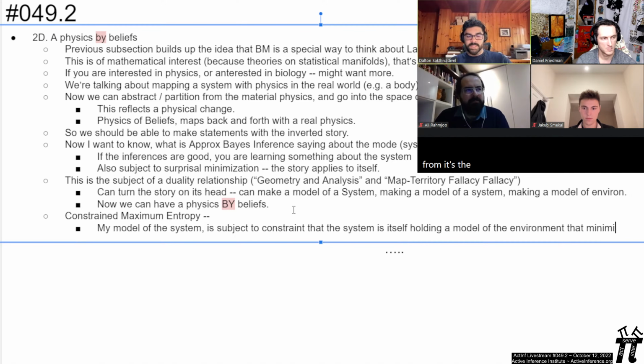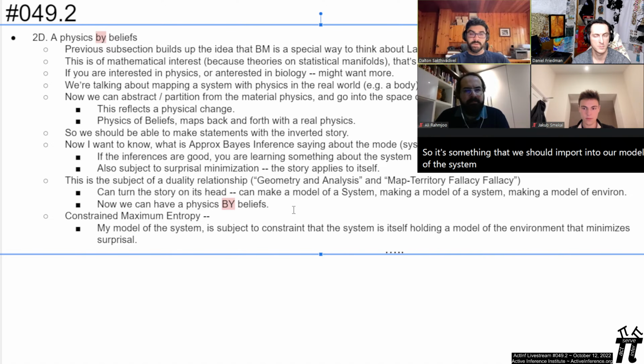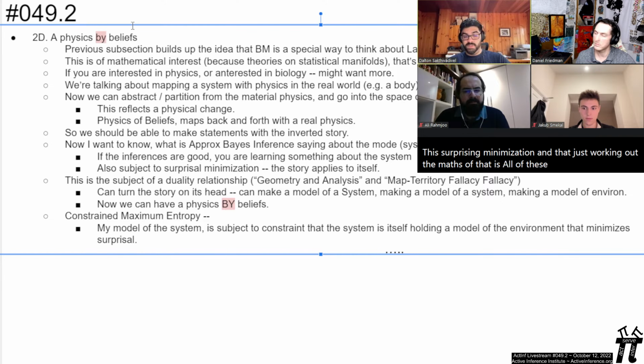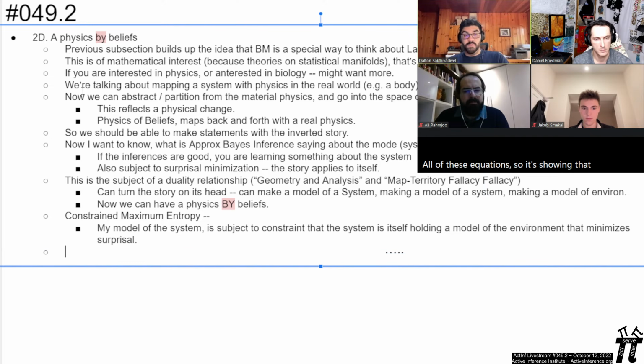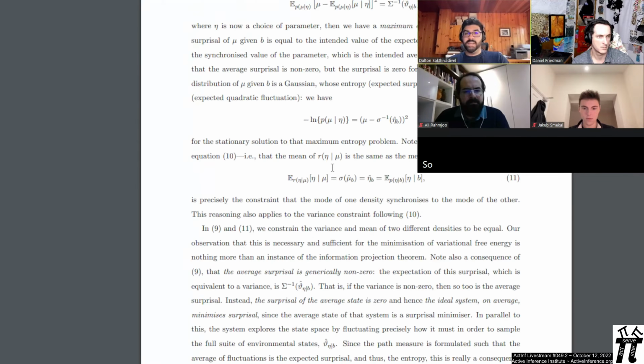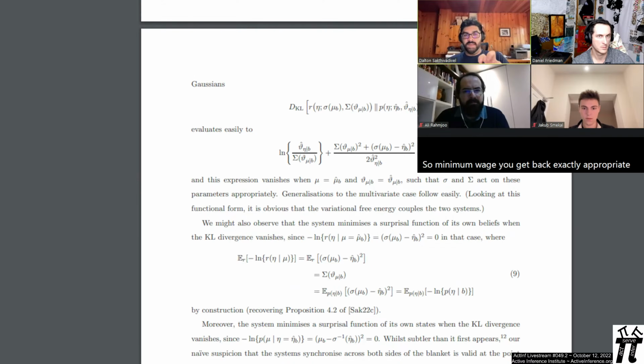It's that this is something that we know a priori. So it's something that we should incorporate into our model of the system, this surprisal minimization. And just working out the maths of that is all of these equations. So it's showing that if you put a constraint that your model of the system includes surprisal minimization, then you get back exactly approximate Bayesian inference.